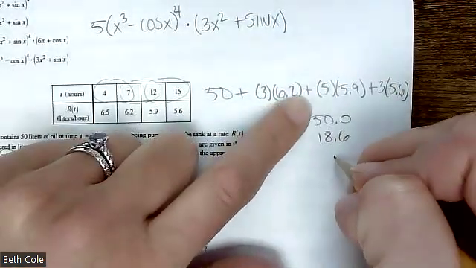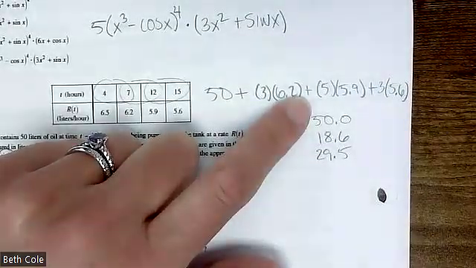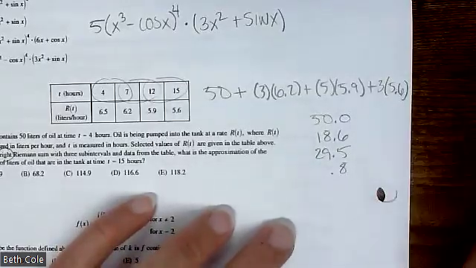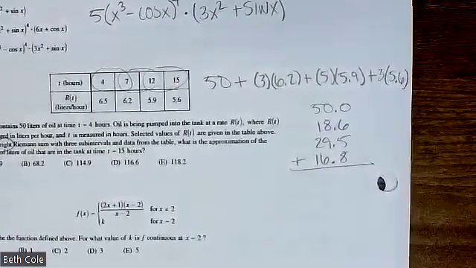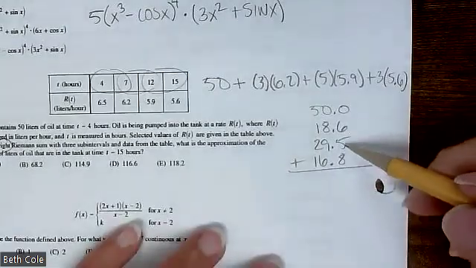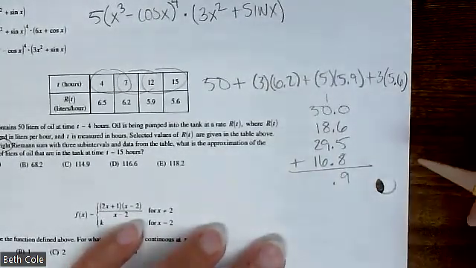All right, what would this one be? 9 times 5 is 45. Is it 29.5? All right, and then this one, 6 times 3 is 18. Carry the 1, what is that, 16.8? And you would add those all together. So let's see, what is this? Did it come out to C?